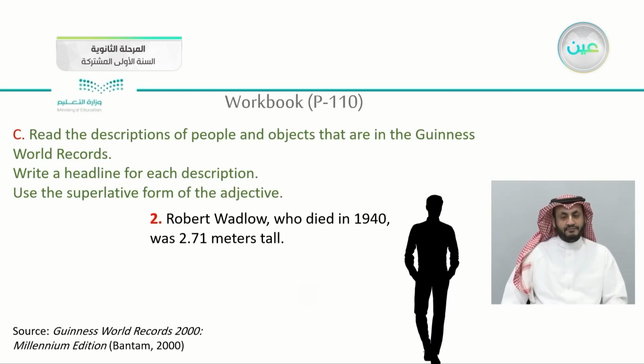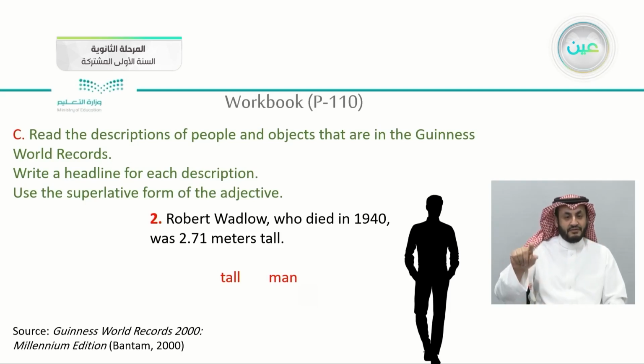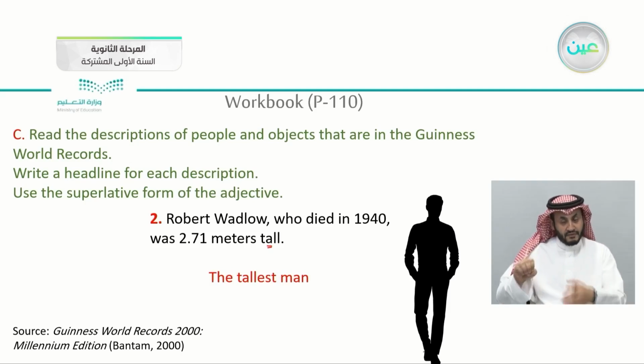One more in here. Robert Wadlow, who died in 1940, was 2.71 meters tall. No one is taller than him. So our adjective is tall and a tall man. No one is taller. Short adjective, tall is a short adjective. We will use the tallest man in the world. No one is taller. So tallest with the.